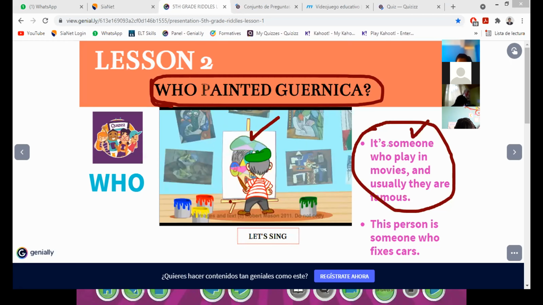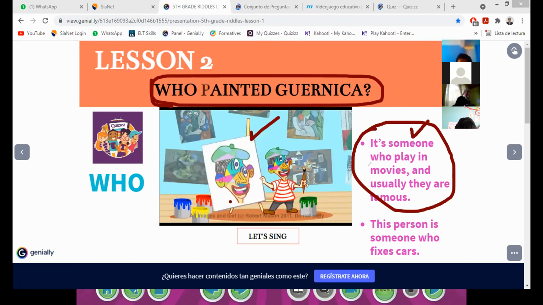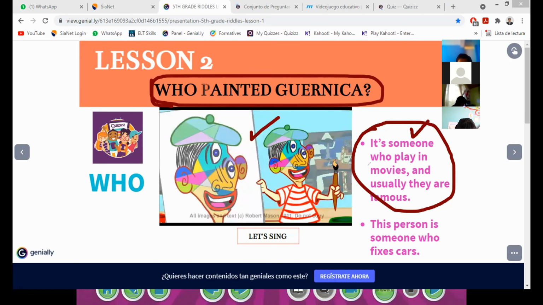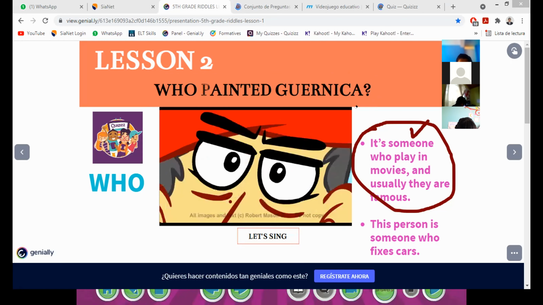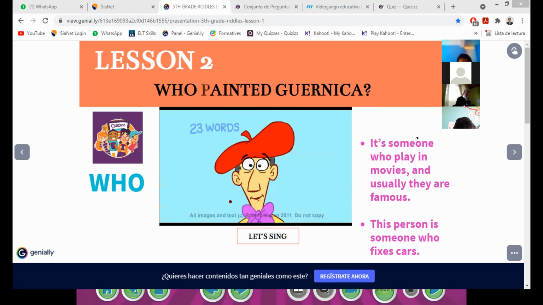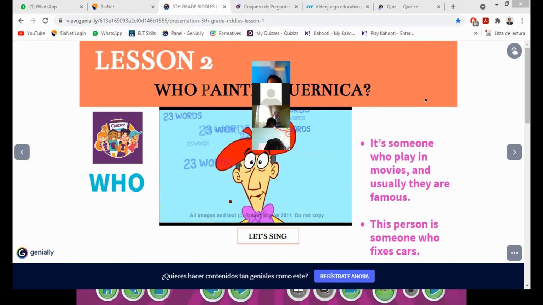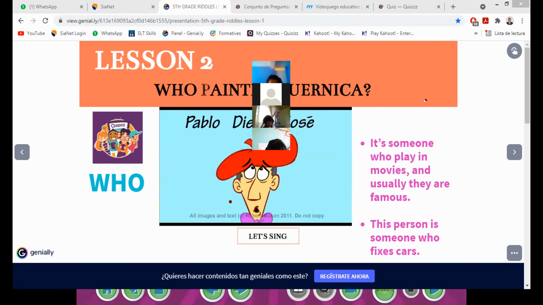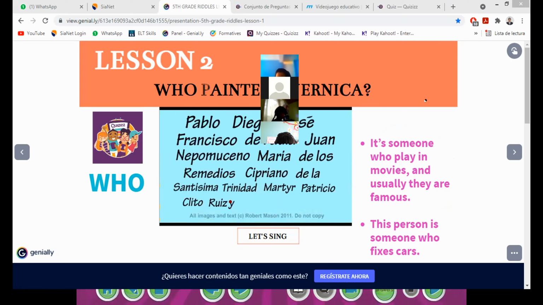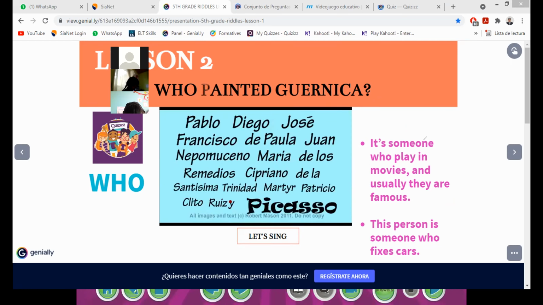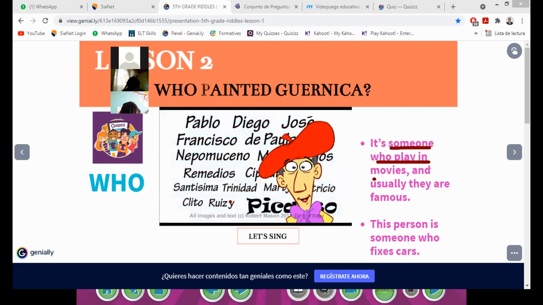It's someone who plays in movies and usually they are famous. Leonardo DiCaprio? Not exactly, in a general way. Is it a mechanic? Is it the astronaut? Actor. It's an actor. Very good, Stephanie. The actor is someone who plays in movies, and usually they are very famous.